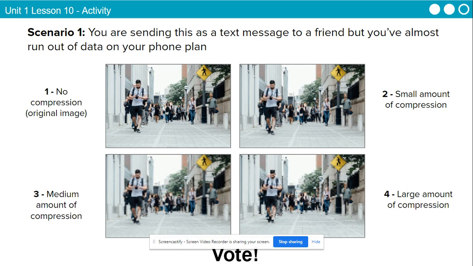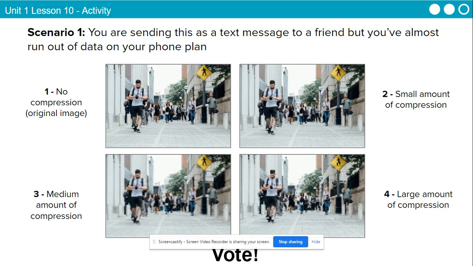Okay. So if you're sending text messages to a friend, but you are almost running out of data on your phone, which one would be the best one to send so that you could send it and they would still understand it? 1, 2, 3, or 4? 3. Who says 3? We're gonna vote. Who says 4? Okay. Why didn't we pick 1 or 2? So these would be hard to send, right? They'd just be sitting there. Your friend may never get the picture.